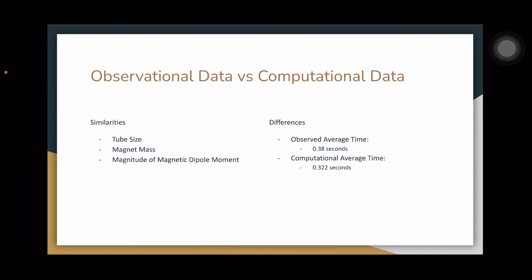To compare the two types of data, they are both similar in tube size, magnet size, and magnitude of magnetic dipole moment. The difference between the two is the average time it took for the magnet to fall through the tube. For our observed time, we got 0.38 seconds, and for the computational time, we got 0.322 seconds.